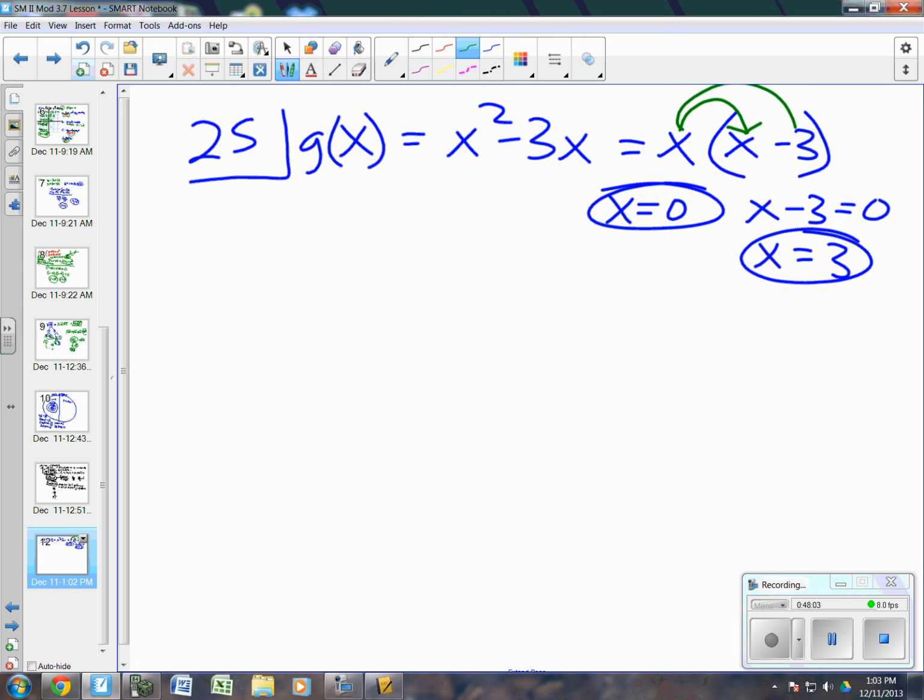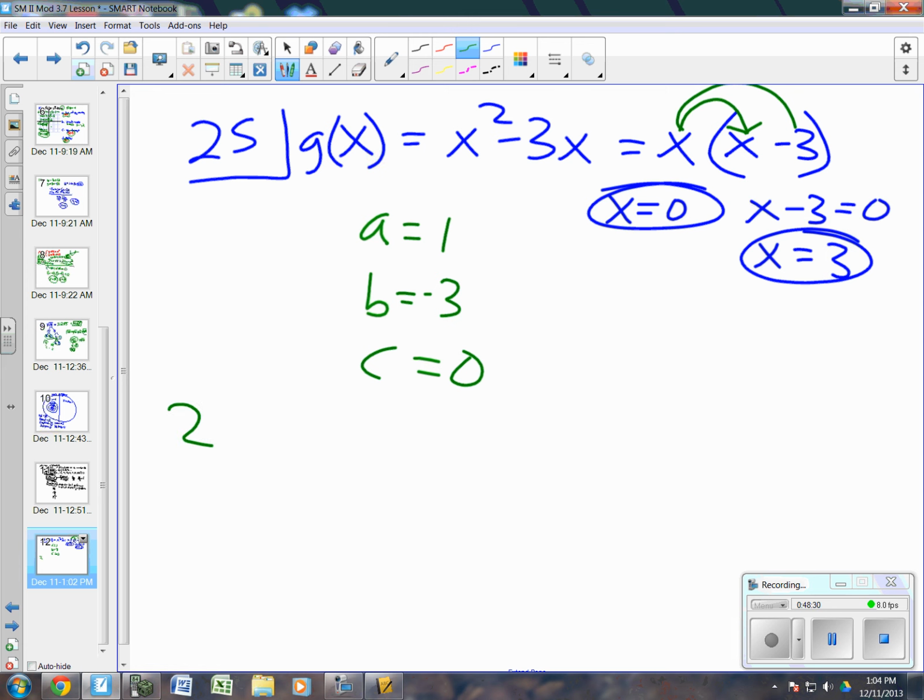You could put that into your quadratic formula. A would be 1, B would be negative 3, C would be 0. You could do that on the quadratic formula, but why? It's too easy this way. You guys are the first ones I ever heard say quadratic formula is so much easier than factoring that. No, I'll let you do whatever form you want to do it in.